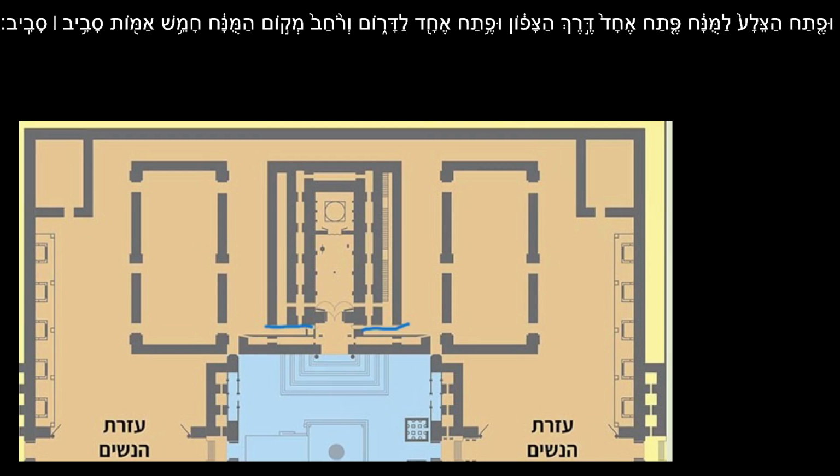There was a door from the cell to the empty space that we spoke about before, and I made a blue line for that area. One door to the northern entrance, and one door to the southern entrance. And the width of this empty space was 5 amos all around, both for the northern side and for the southern side.